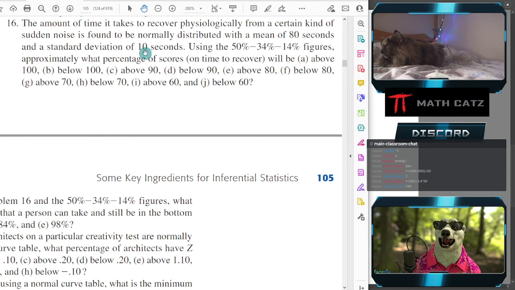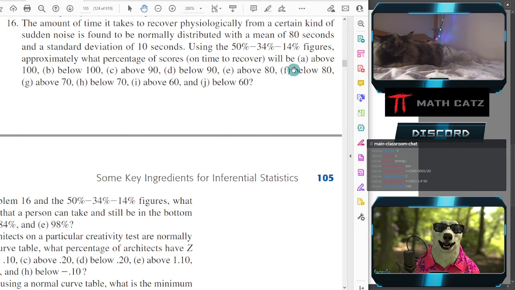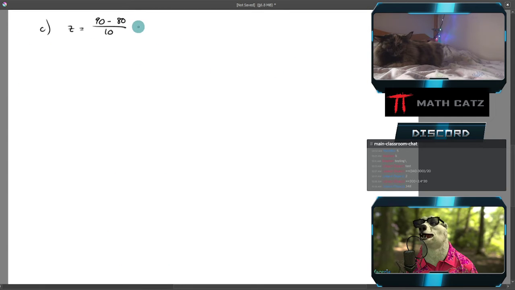So my mean was 80, standard deviation is 10, C and D. So I'm looking at above 90 and below 90. So for C, for a raw score of 90, I have to calculate the corresponding z-score using the mean and the standard deviation. And then we get 90 minus 80 is 10 over 10 is 1.